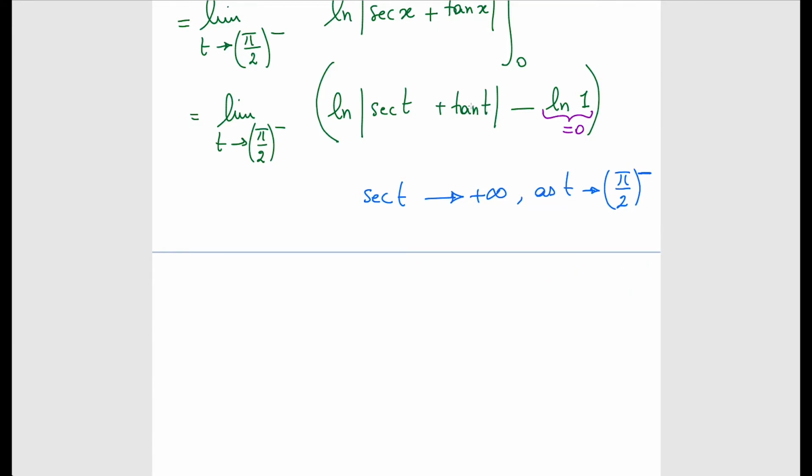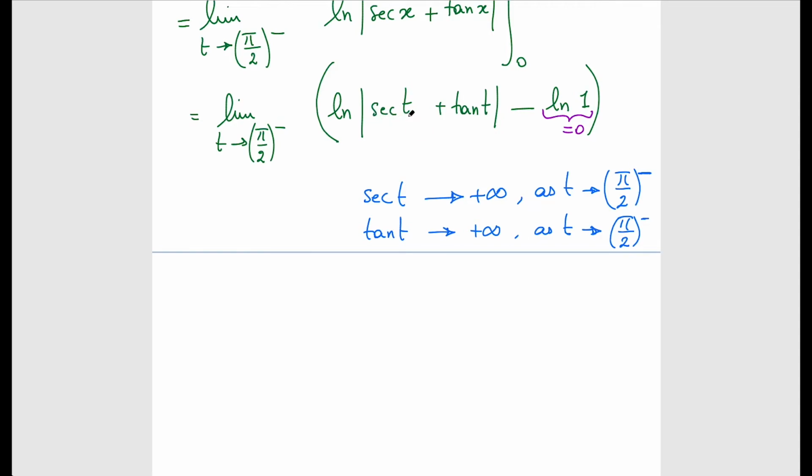And then, how about tangent? Tangent t goes where as t approaches pi over 2 from the left? Well, certainly this entity is positive because this is still in the first quadrant, right? This angle t is in the first quadrant. But since cosine is getting closer and closer to 0 and sine is getting closer and closer to 1, this is going to approach 1 over 0 plus, which is also plus infinity. Correct? So what do we get then?